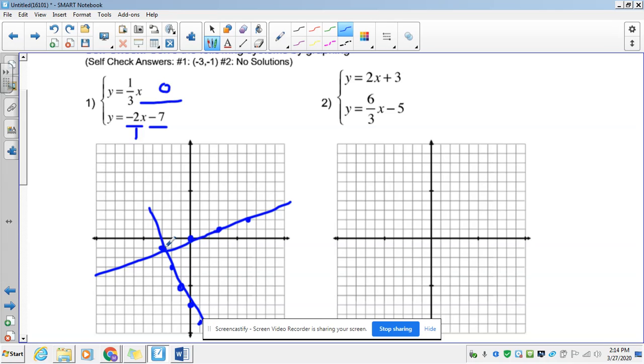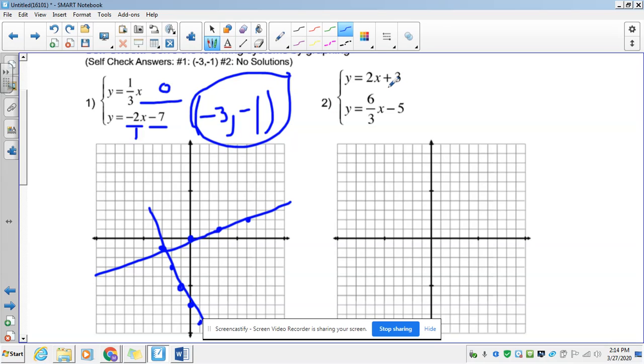Here we intersect at, what is the x value? 1, 2, 3, -3. And what is the y value? Down 1. So this is the point -3, -1. That would be my solution to the system. That would have been where they intersected. All right, so now, great. Let's go to the next one.